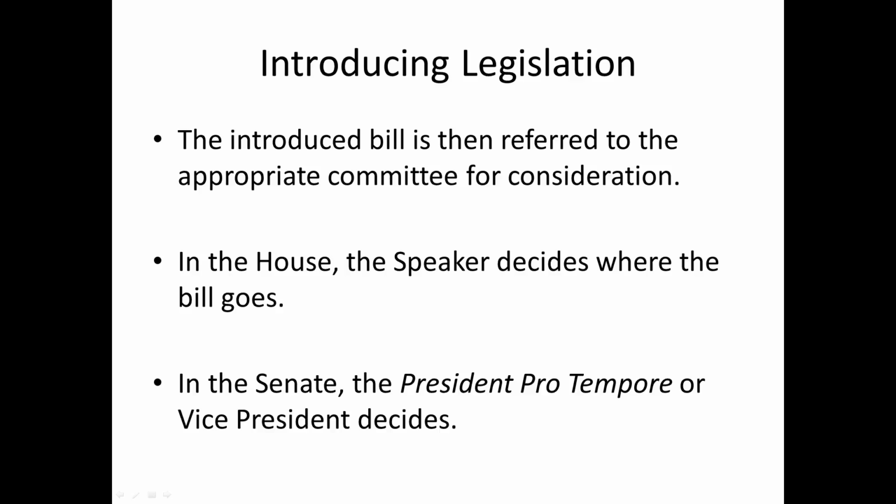Usually, once a bill is introduced, it's referred to a relevant committee. So if you have a bill that's dealing with agricultural policy, it'll go to the Agriculture Committee in either the House or the Senate. The specific determination of where each bill goes, though, is technically decided by the Speaker of the House in the House. In the Senate, it's done by someone known as the President pro tempore, which is the person in the majority party with the most seniority, or absent whoever this person is, if they're not presiding over the chamber at a given time when a bill is introduced, the Vice President can have that authority as well.